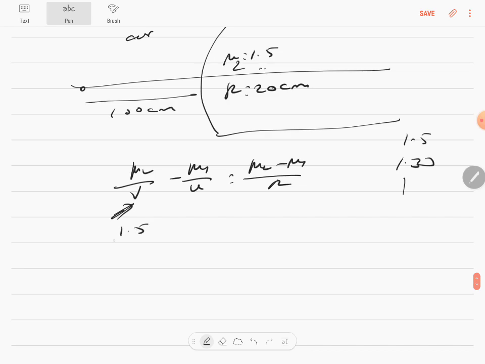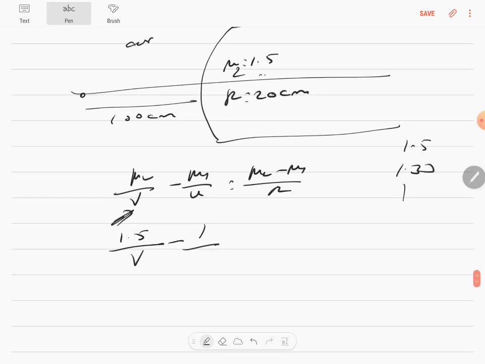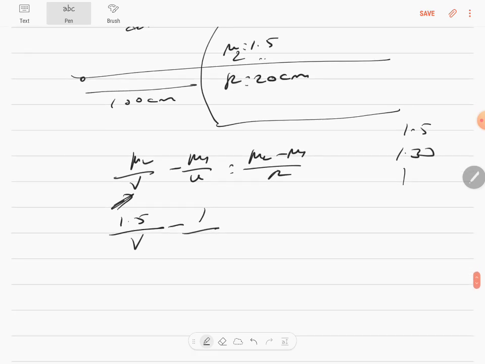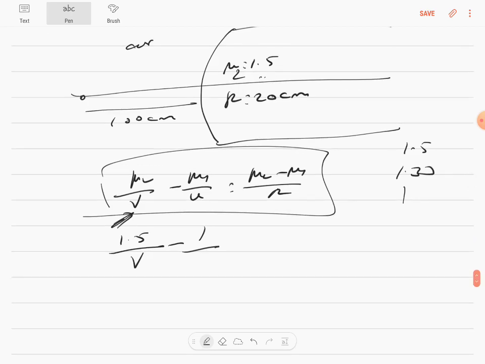It's 1.5 by V minus mu1, I'll take it as 1 because the refractive index of air is 1, by u, which has been given as 100 centimeter. Now it has to be substituted as minus 100 because it is to the left. I arrived at this formula using sign convention, but during numericals, I should again put the sign convention. That's something you should not forget.